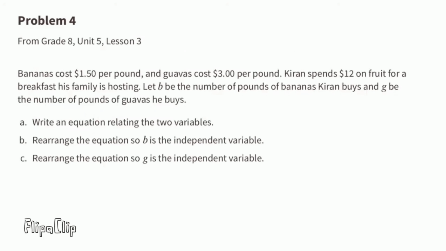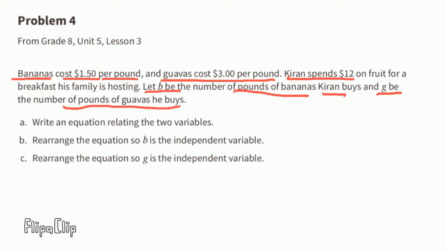Problem number 4 from 8th grade Unit 5 Lesson 3. Bananas cost $1.50 per pound and guavas cost $3 per pound. Kieran spends $12 on fruit for a breakfast his family is hosting. Let B be the number of pounds of bananas Kieran buys and G be the number of pounds of guavas he buys. A. Write an equation relating the two variables.